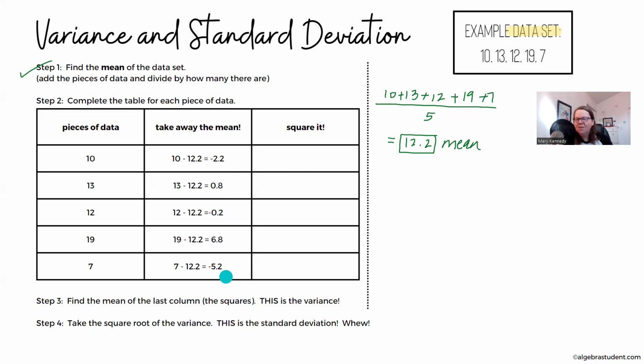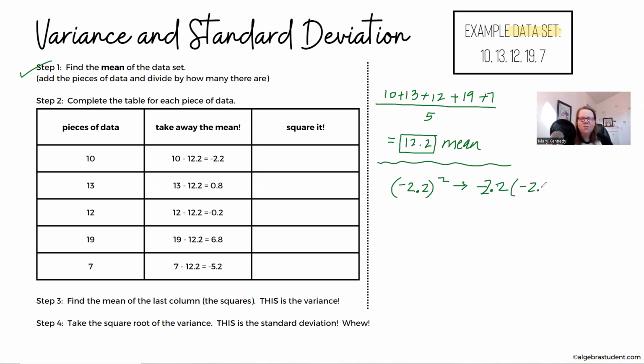Some of them are negative, some of them are positive. That's okay, because when we square it, think about what happens. We're going to square like the first one, negative 2.2 squared. That is negative 2.2 times negative 2.2. And that is going to be 4.84. My point being, it's going to be positive. All of these will be positive numbers when we square it. So all are positive numbers.